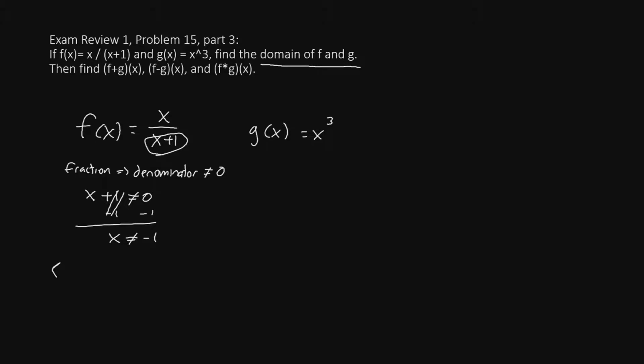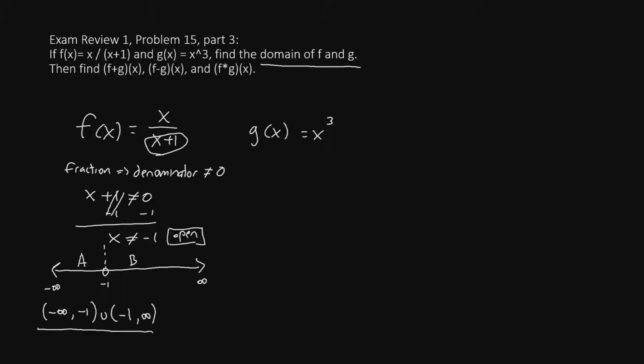We can draw a number line to represent this domain. We place our infinities on the left and right, and we place an open circle at negative 1. This open circle will split the domain into two pieces, A and B. So we have two pieces in our answer. We'll have negative infinity to negative 1, union negative 1 to infinity. This will be the domain for function f.